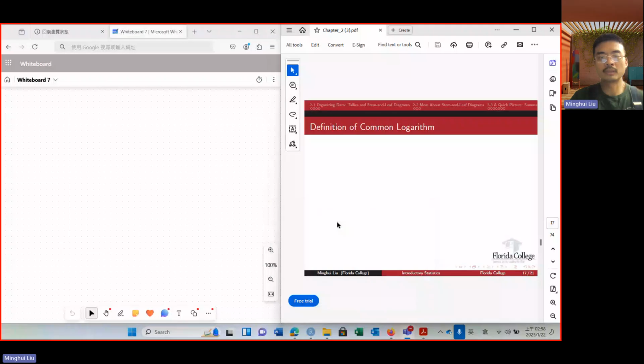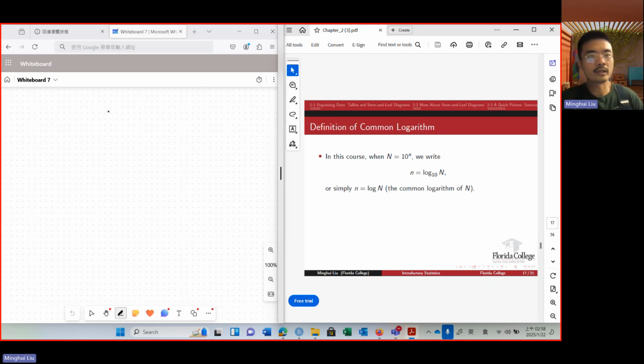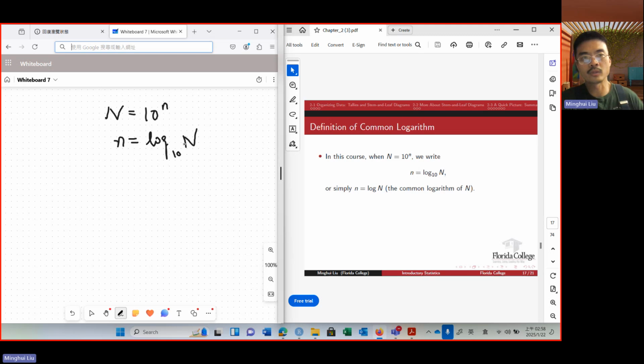In this video, we'll talk about logarithms and how to use them in statistics. First of all, let's record the definition of the common logarithm. Whenever we can write a number, big N, as 10 raised to the power of small n, we can write this small n as equal to log base 10 of big N. You can think about the right-hand side as 10 raised to what power equals big N.